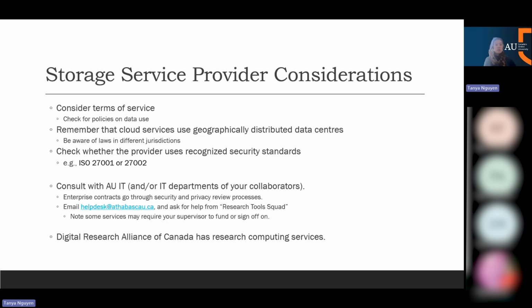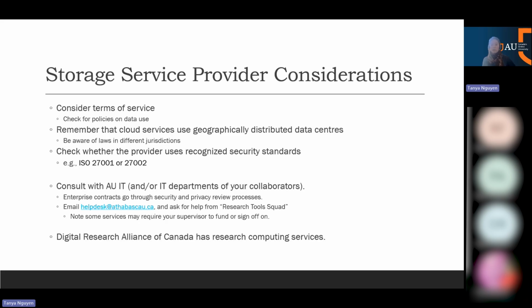You should also be discussing data security, encryption, and backup options with IT, because they are equipped to speak to the technical aspects. Institutions also negotiate enterprise contracts with these service providers, and so they're generally considered better than free cloud service accounts, because privacy impact and security assessments were done on those services by IT.